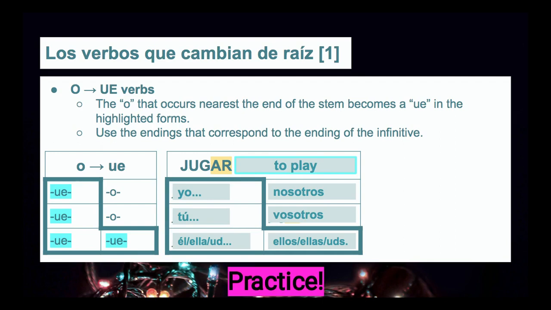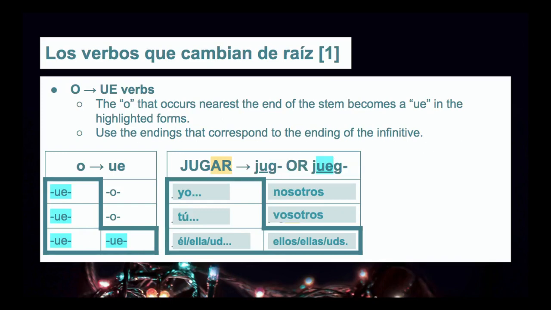Take a moment, pause the video, and try to conjugate the verb jugar in the present tense on your own. So first we drop the AR ending. Then we need to change the U in some of the stems to UE. Using these two stems plus the regular AR verb endings, we can conjugate the verb.